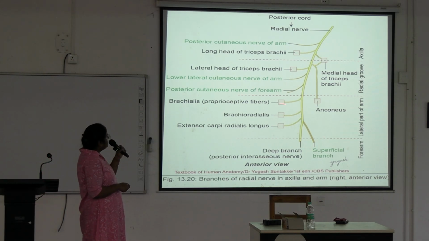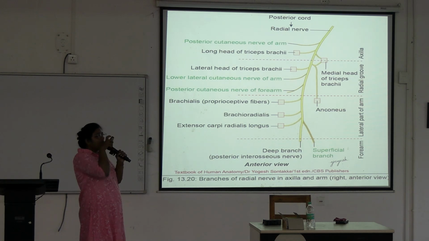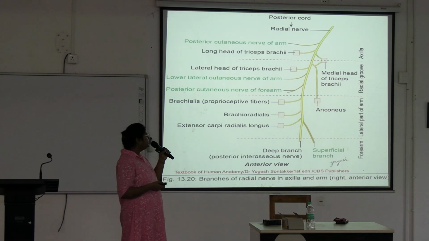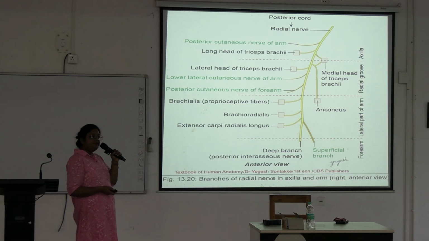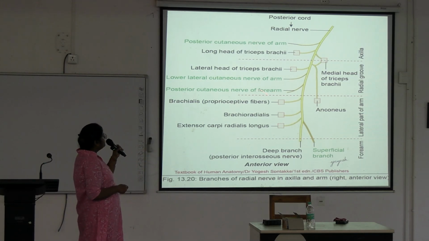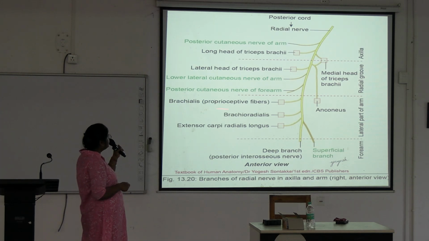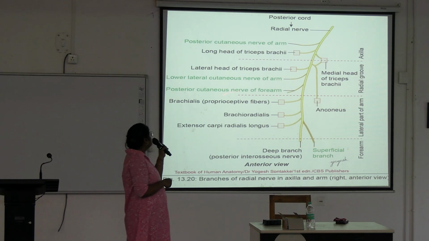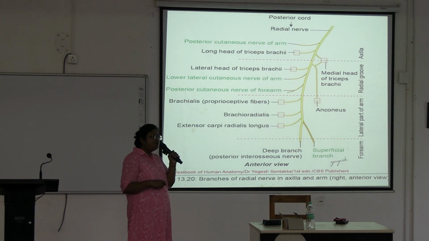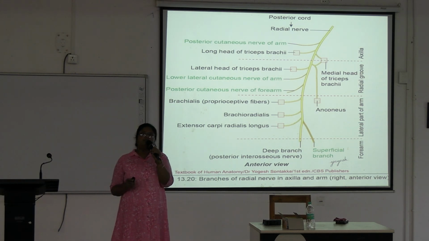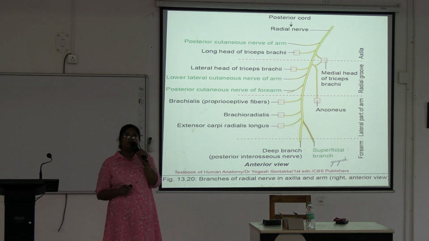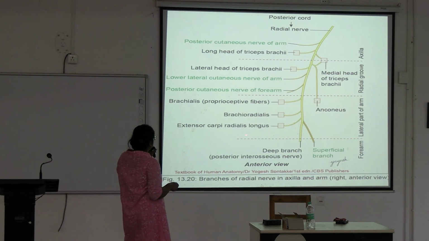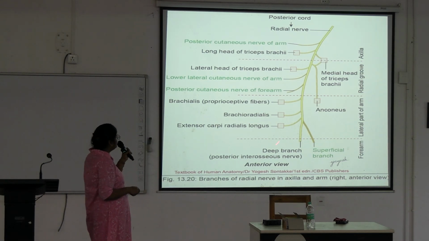Next is in the lateral part of the arm, where after piercing through the lateral intermuscular septum, it is entering into the anterior compartment of the arm, and here it is giving supply to these muscles, brachialis, lateral part, mainly the proprioceptive fibers are supplied by this radial nerve. Okay, and rest of the portion, mainly motor portion of the brachialis, is supplied by the musculocutaneous nerve. Other muscles are brachioradialis and extensor carpi radialis longus.